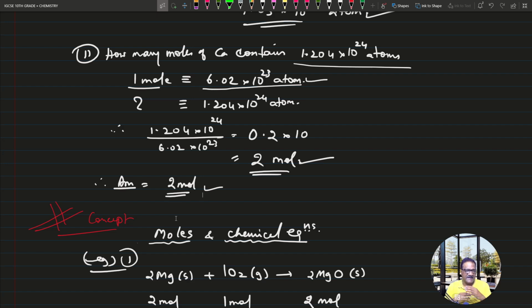Now in the next session, we are going to start with moles and chemical equations. This is the real stoichiometry that you have to study, but this will be starting next time in the next video. That's all for today.